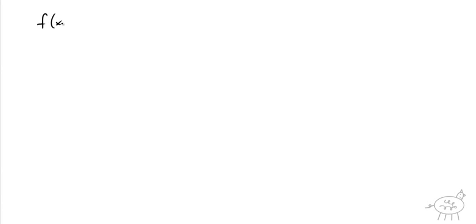So the problem is f of x equals 2 over the cube root of 9 minus x squared. All right, so we want to graph this. We want to find out a few things too. We want to find out the domain and the range of this function. The domain is actually pretty easy, right?